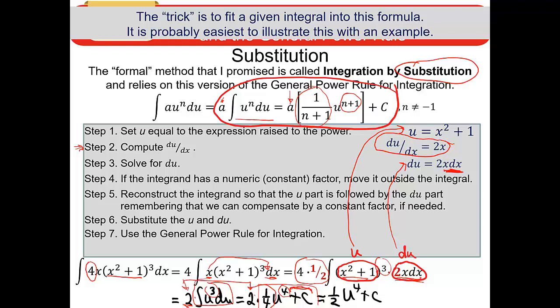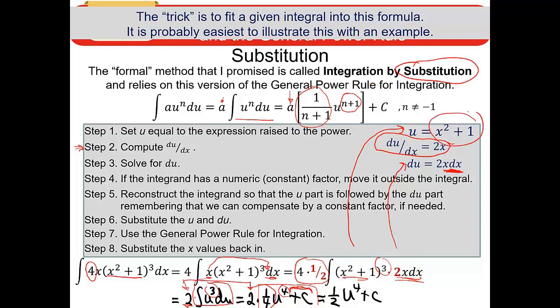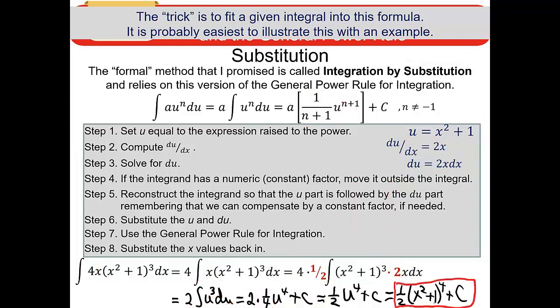And the very last step is to get rid of the u's, because the u's were not in the original problem, so the u's cannot be the final answer. In the end, you have to go back and remember that u stands for a function of x. So in this case, u is x squared plus 1. So in the last step, you'll go back and put x squared plus 1 in place of u, and that will be your final answer.